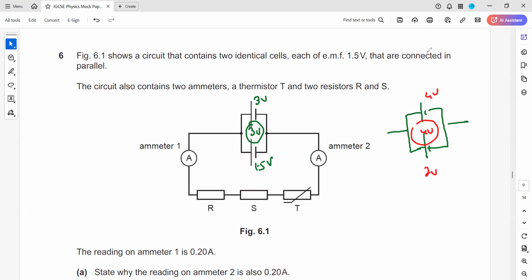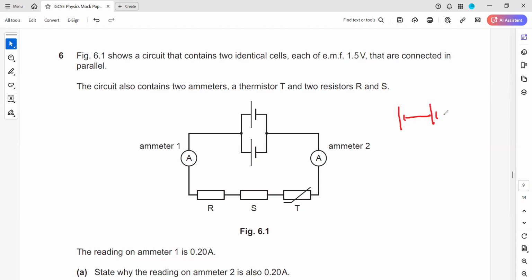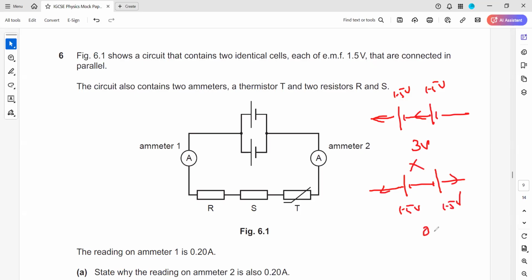But if they were connected in series, like if I was having two cells of 1.5 volts and 1.5 volts, I will add them, as they want to transfer energy in the same direction. But if they're connected in series but the other way around, this is 1.5, this is also 1.5, so they try to cancel out the effect of each other, so we'll have 0 volts in that case.